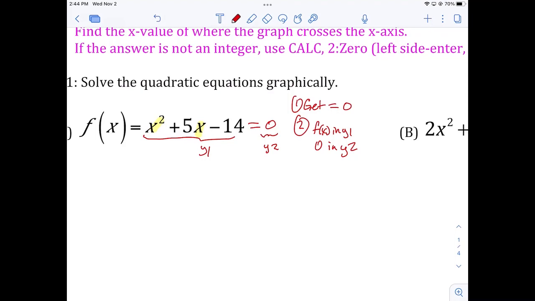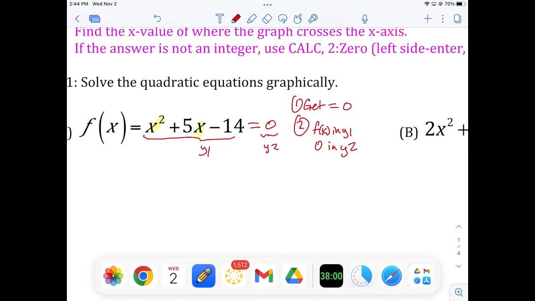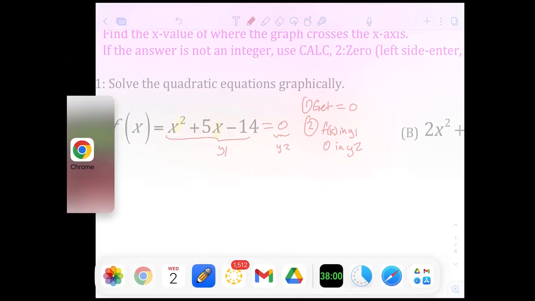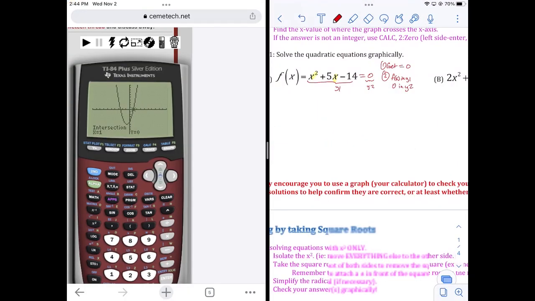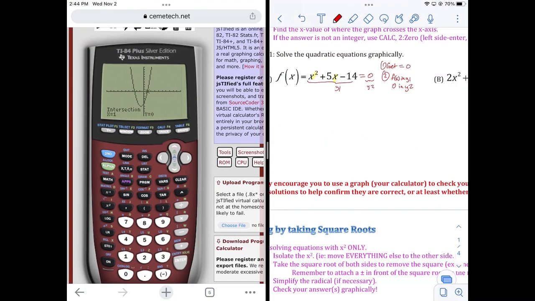So let me go ahead and catch up with what I'm writing here. Bring my calculator up. Hopefully it's still there. Yep.